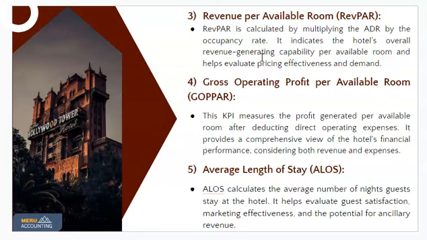Gross operating profit per available room. This indicator measures the profit generated per available room after deducting the direct cost of operating expenses, meaning the furniture of the rooms and the bills that are generated from the room will be subtracted from the profit that is generated by that room. Average length of stay. This indicator calculates the average number of nights the guests are staying at a hotel.